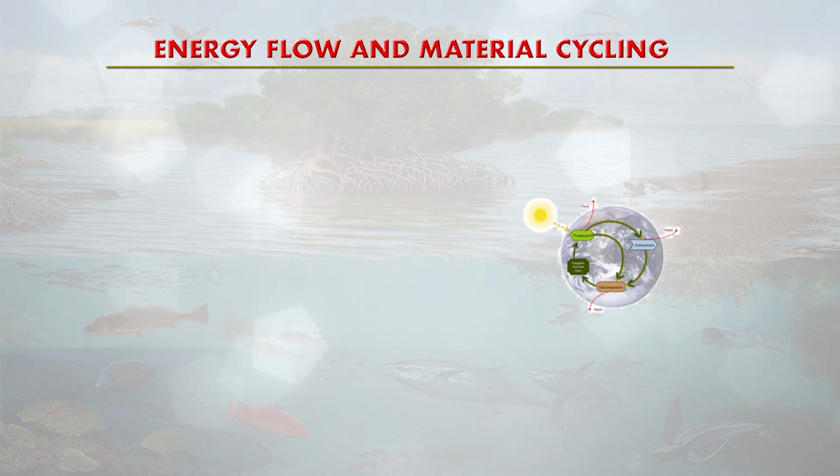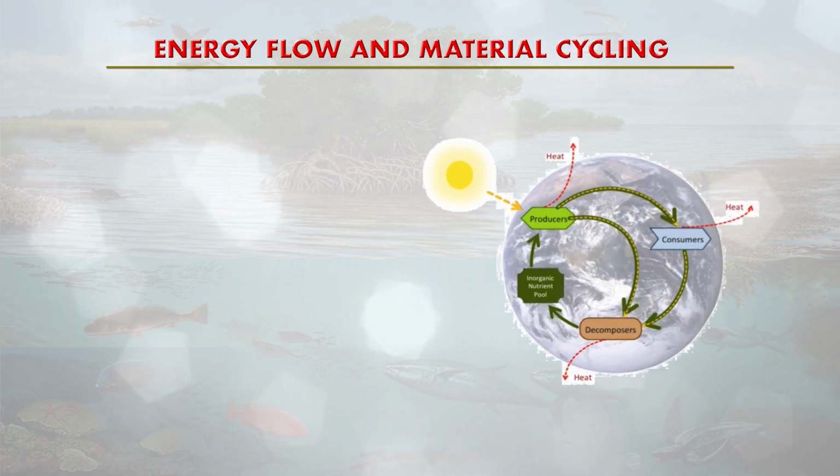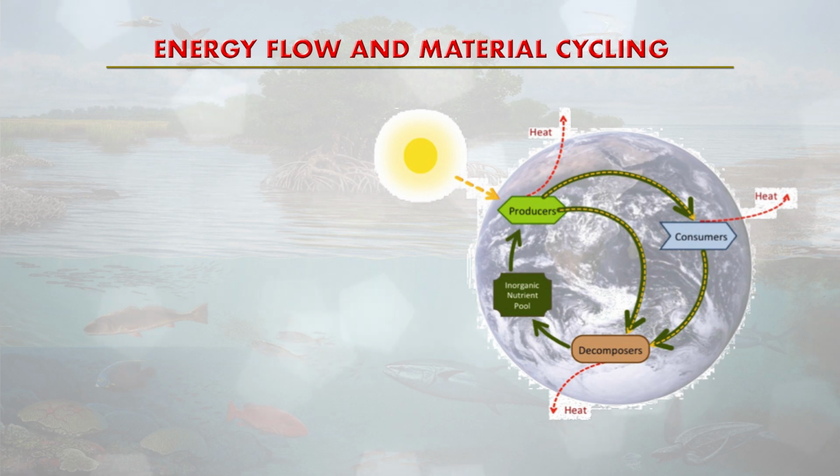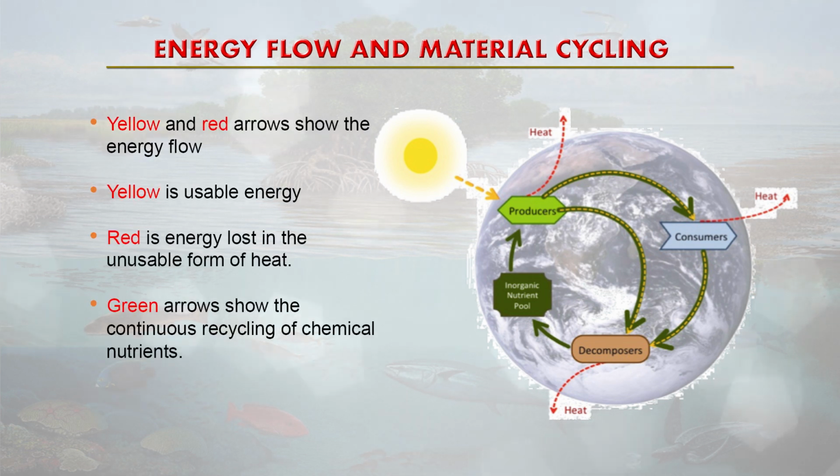The consumers include the herbivores, carnivores and the decomposers. How energy flow and material cycling interrelate is shown very clearly in this diagram. As you can see, these are depicted by colored arrows. So the yellow and red arrows show the energy flow. Yellow is the usable energy. As said earlier, the sun is the source of all energy to all the ecosystems.